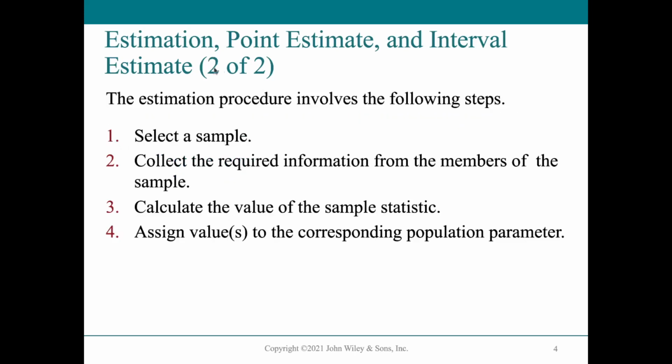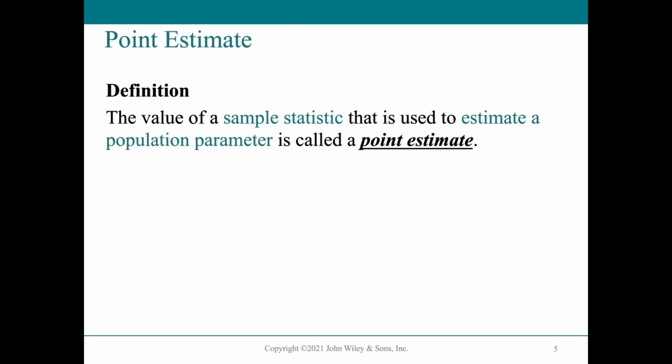So here are the general steps on how to do estimation. First, you select your sample, collect the information from the sample, and calculate the value of your sample statistic. After that, using the sample statistic value, we assign a value to the corresponding population parameter. For example, if our sample statistic is the sample mean, we use it to estimate or assign a value to the population mean. The value of a sample statistic that is used to estimate a population parameter is your point estimate.